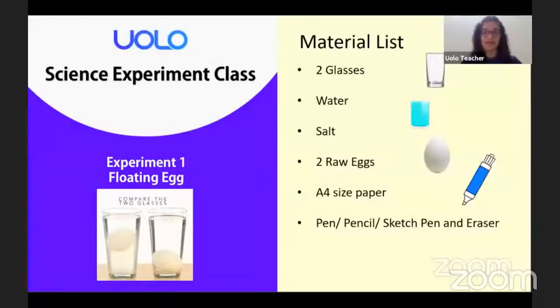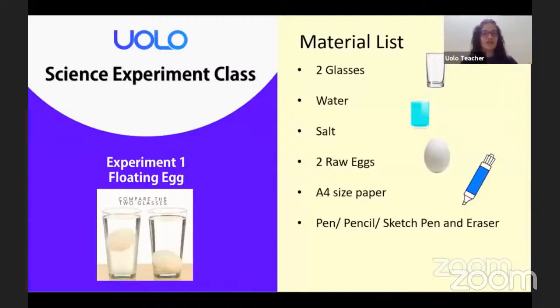Yes, so we are going to be performing the floating egg experiment. Now, the material list. You need 2 glasses, water, salt, 2 raw eggs, an A4 size paper or a sheet of normal paper, pen, pencil, sketch pen, eraser. Yes, so do all of you have it? Give me a thumbs up if you all have it.